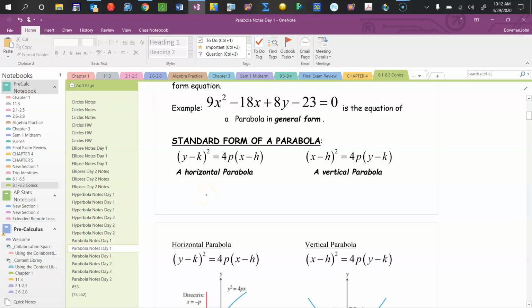Very often the value of p is plus or minus 1/4, in which case you would have a y term squared and you would have an x term, or an x term squared and a y term. You're probably most familiar with the vertical parabola, which either opens up or down.